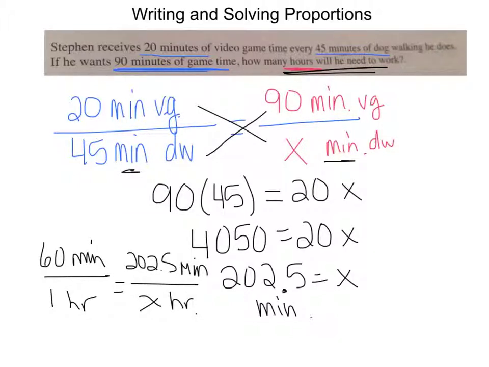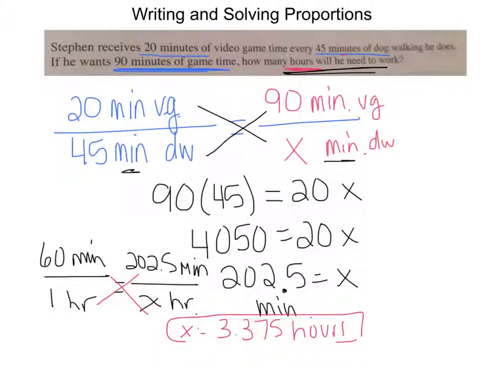So I can use cross multiplying again here to solve this. 202.5 times 1 equals 202.5 divided by 60, and I see that x is equal to 3.375 hours. Okay, you didn't have to set up this proportion here. You could have just taken 202.5 divided by 60, and you would also end up at that same amount.